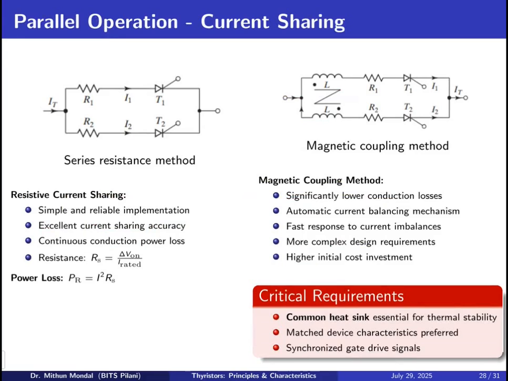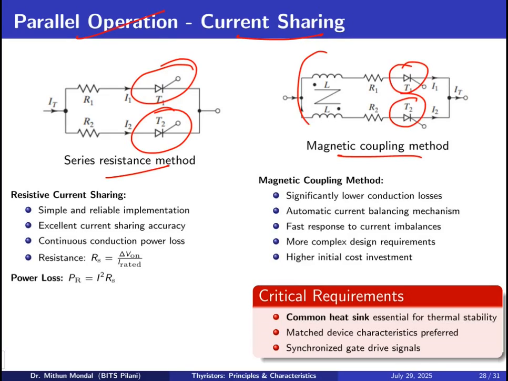On the other hand, if you need current sharing, you can go with the parallel operation where the thyristors are connected in parallel. And this is the series resistance mode, parallel operation. And you have the magnetic coupling mode also, where thyristors are connected in parallel and inductors are magnetically coupled. So let us see the difference between resistive current sharing and the magnetically coupled method, two important methods for parallel operation.